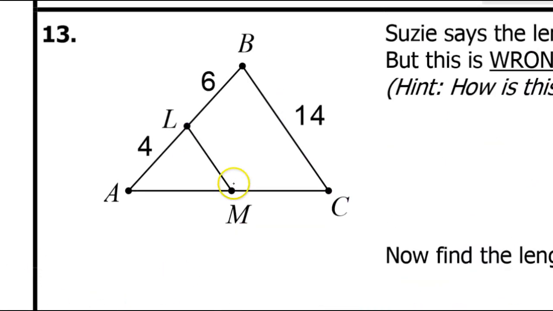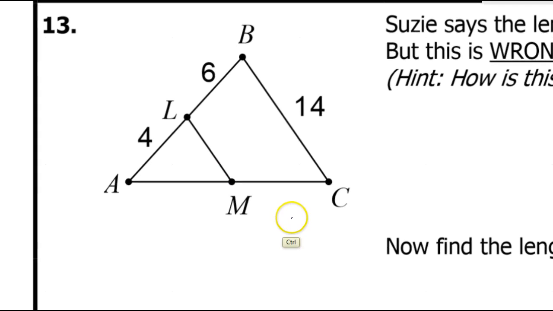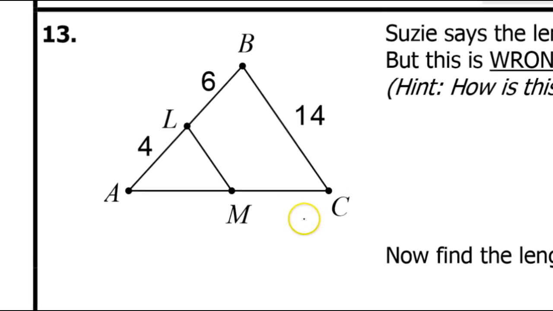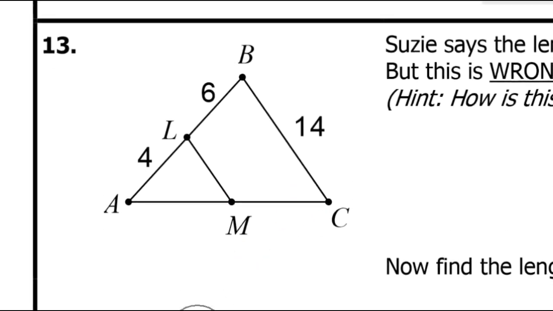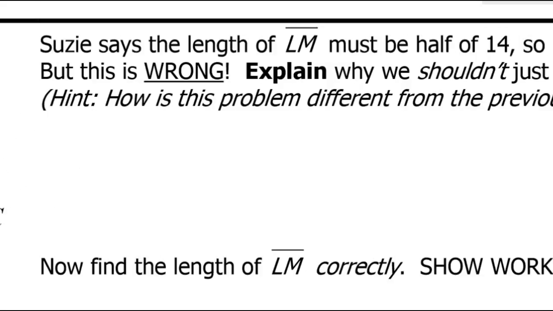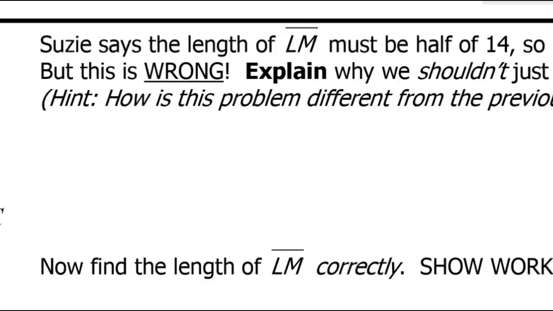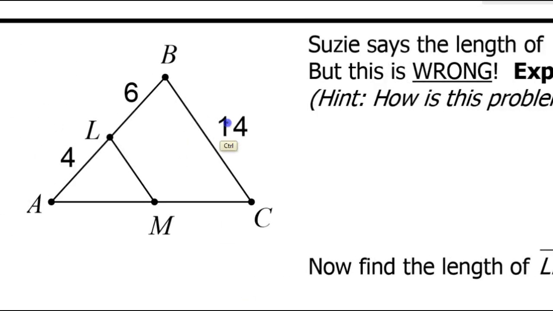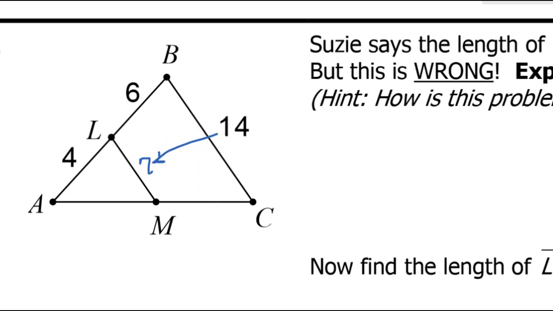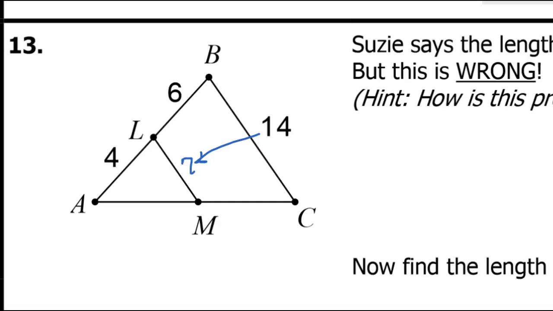Okay, looking at number 13. Susie glances at this and says, hey, LM must be half of 14. So it is 7. She goes like this. LM has to be 7 because it's half of 14. But this is wrong. The question is, why is this wrong?